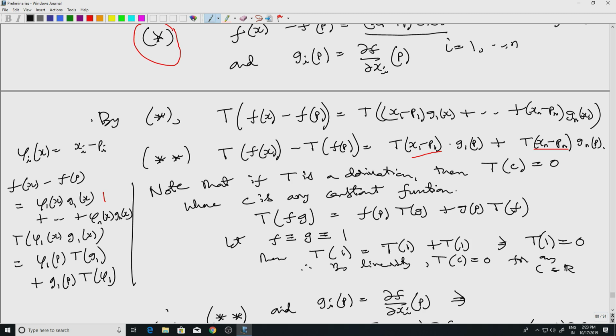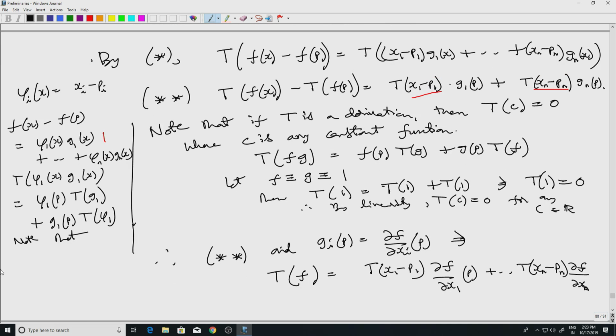Now the thing about these phi i functions is that, note that phi i at the point p, phi i of x is xi minus pi, just the difference of the ith coordinates. So when I plug in x equals p, I just get 0. So that implies that this term doesn't even make an appearance.